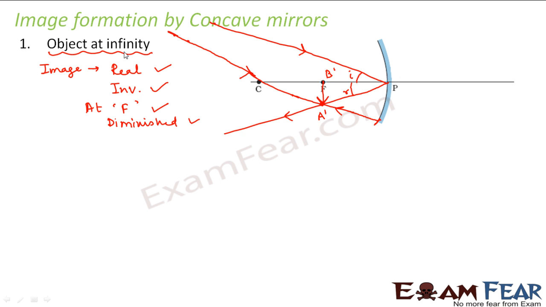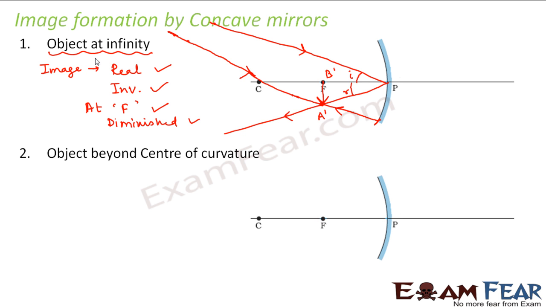So we can say that if an object is placed at infinity in front of a concave mirror, an image will be formed at the principal focus of the concave mirror, and the image will be a real image, inverted image, and a diminished image.